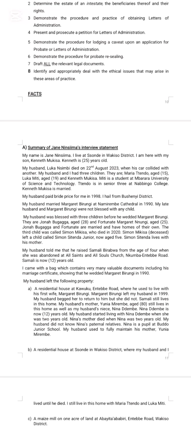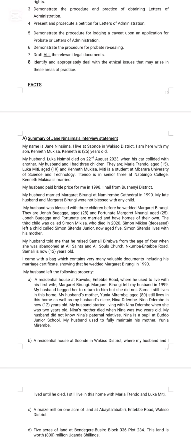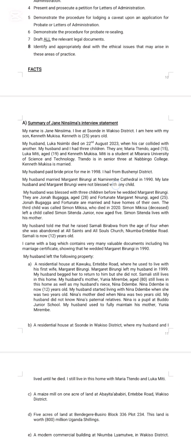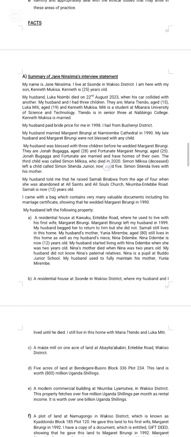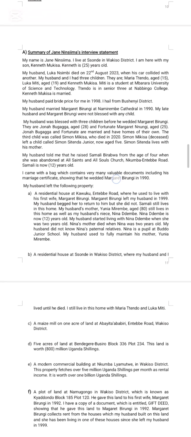Demonstrate the procedure for probate receiving. So basically, you have to apply to the registrar attaching the letters of administration, and then they can seal those letters. Draft all the relevant legal documents. We shall be looking at petitions, and also identify and appropriately deal with ethical issues that may arise in these areas of practice. So, the summary of Jane Sime's interview statement.